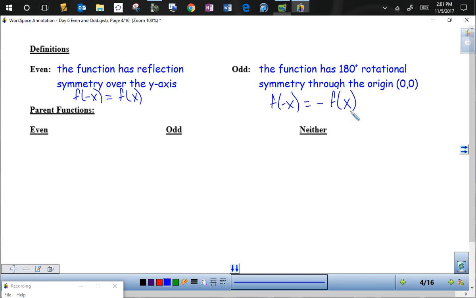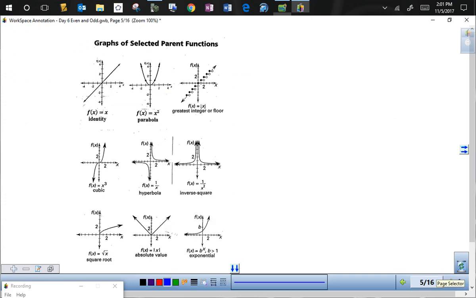And I would like you, while you are doing that, to go ahead and grab out your parent function note card. We're going to talk about our 9 parent functions that we have on there, and we will identify whether each of those is even, odd, or neither. Taking a look at our pictures here, we're just going to go through them one by one and talk about their symmetry. Since we have graphs, that's what we'll do to decide whether they are even, odd, or neither.